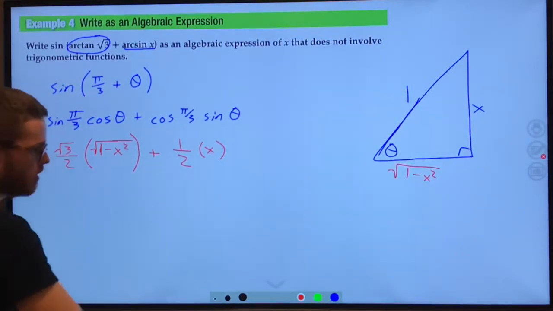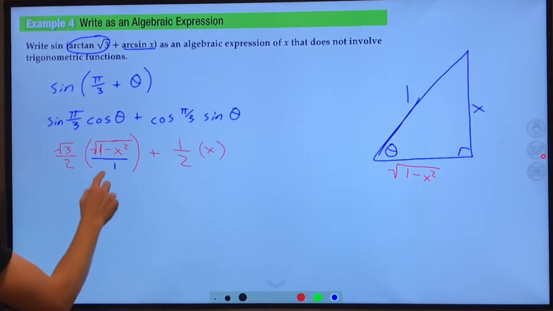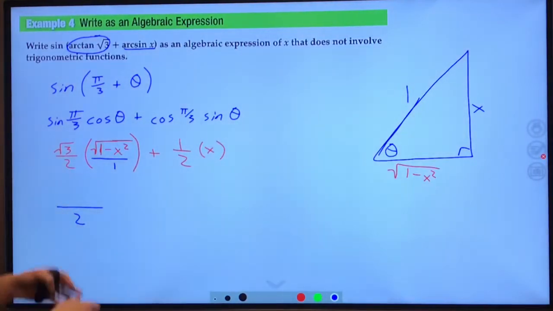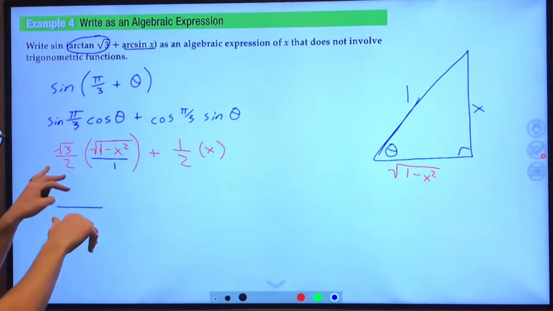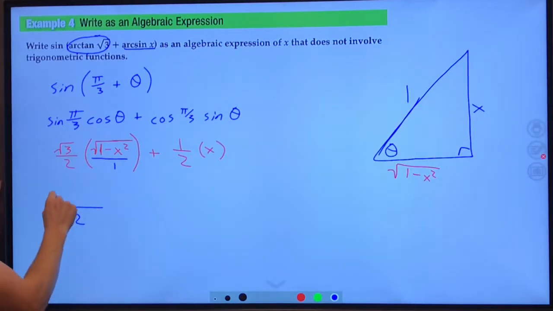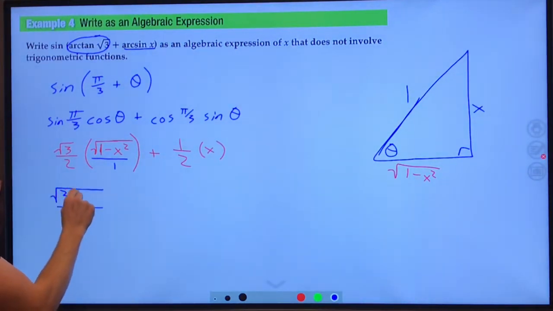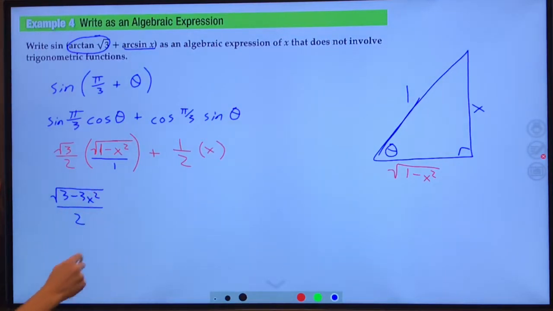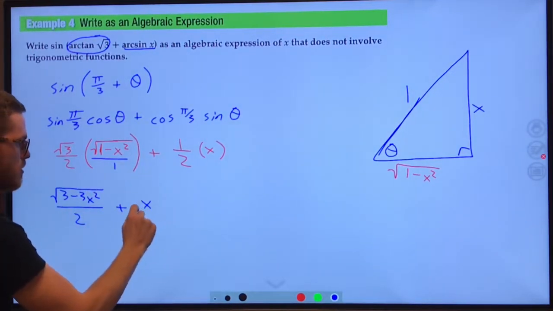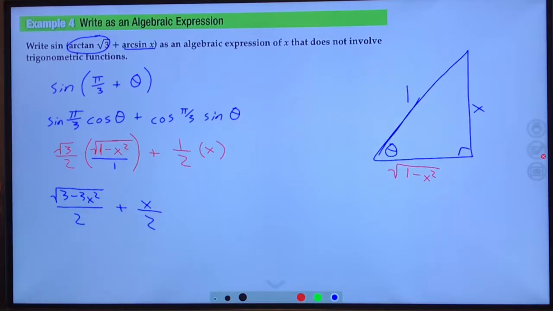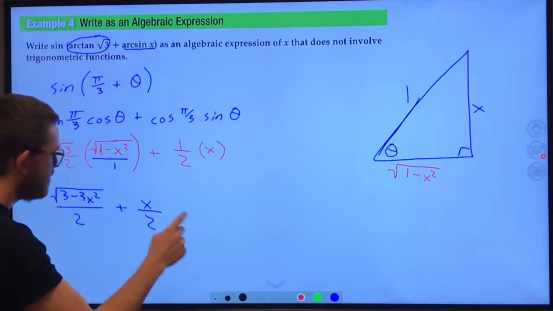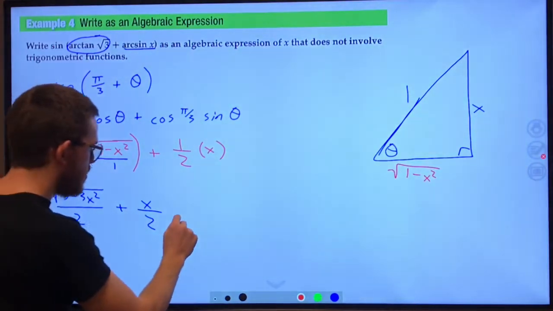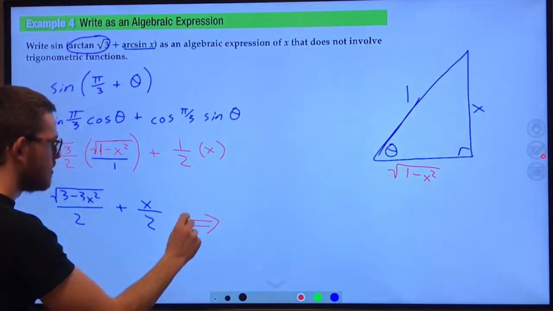Simplify this down a little bit more. Here, this is just a fraction with a denominator of 2, so I can multiply that. When I multiply radicals and they have the same index, I can just multiply the stuff on the inside. This is really root 3 minus 3x squared. Over here, I have x over 2. If I add this stuff together, I can make it one fraction. I could honestly leave it like this. This is kind of fine right here.